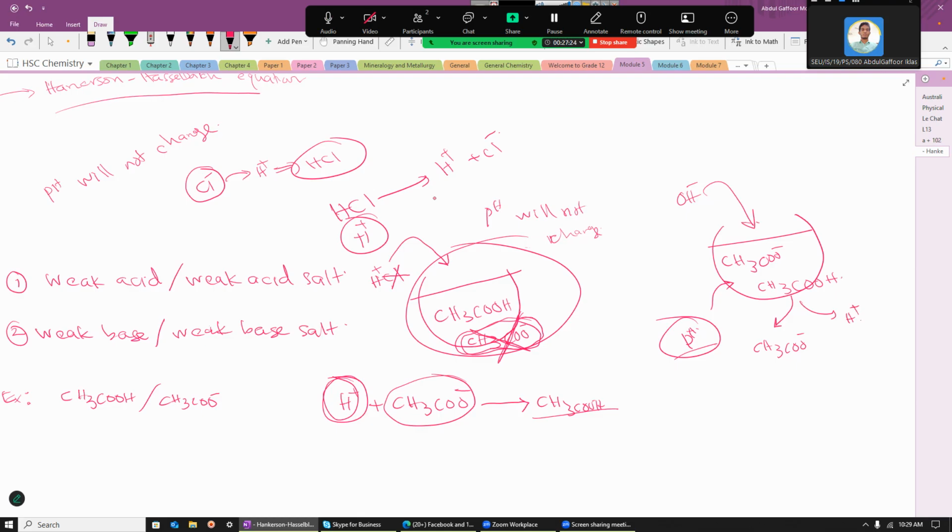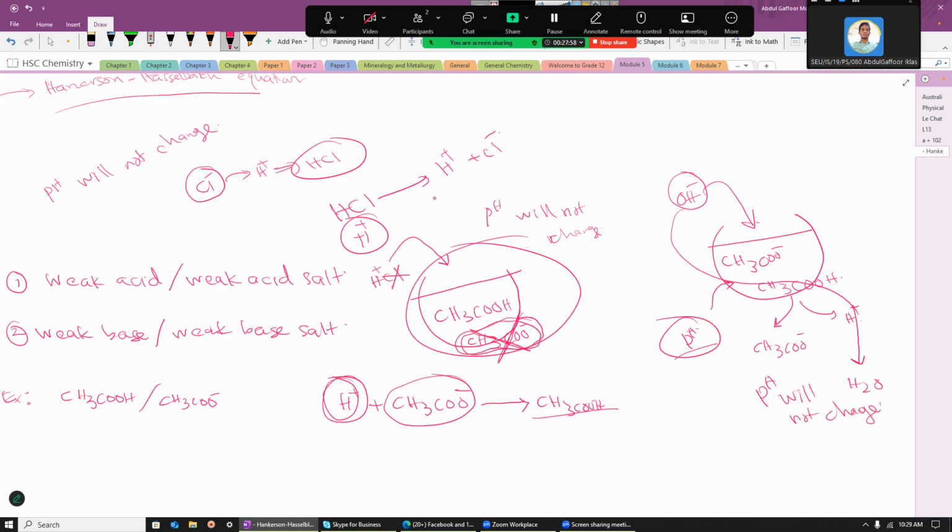Okay. Now what will happen if you add OH minus? This OH minus will react with H plus and form H2O. So even though you added OH minus additionally, it has been neutralized, right? Even though you added OH minus, now the solution itself is converting it to water. So that is a neutral substance. So the pH will not change here also.